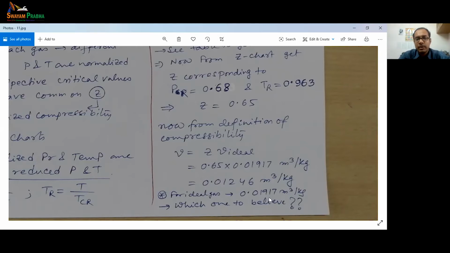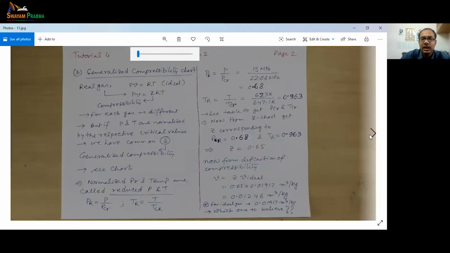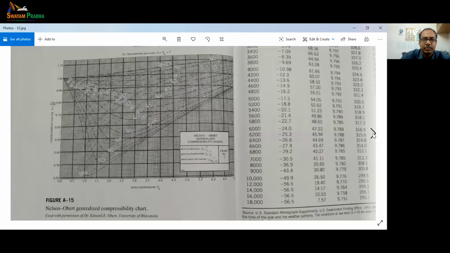So now we have obtained two values, right? One is the ideal gas value, which is 0.01917 meter cube per kg, and the other is the real gas value. Now which one to believe? That's the question, and there we come to the third portion of this problem.